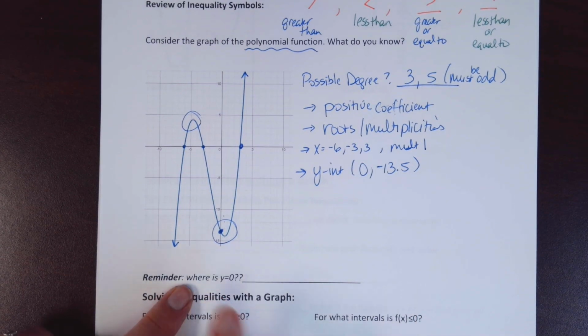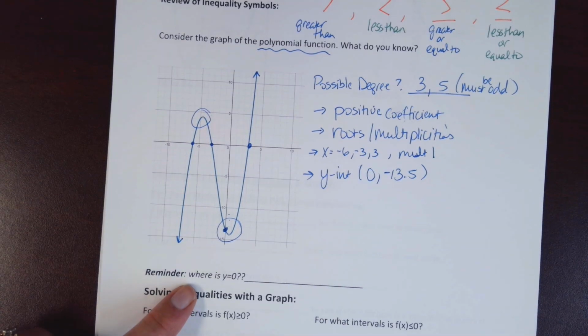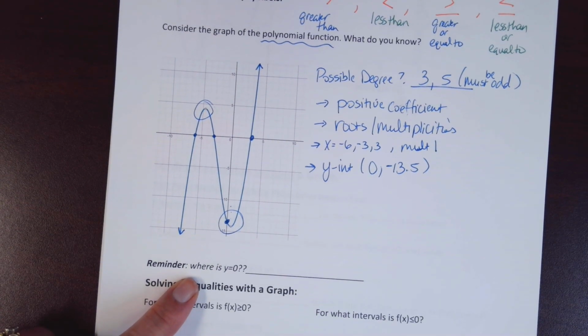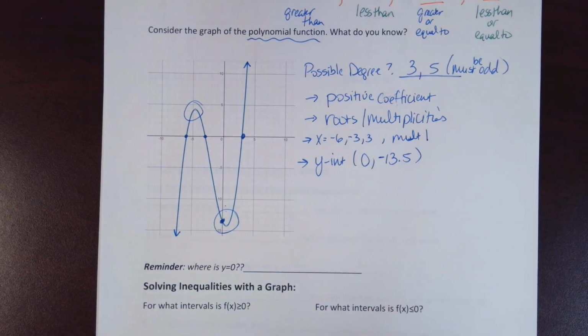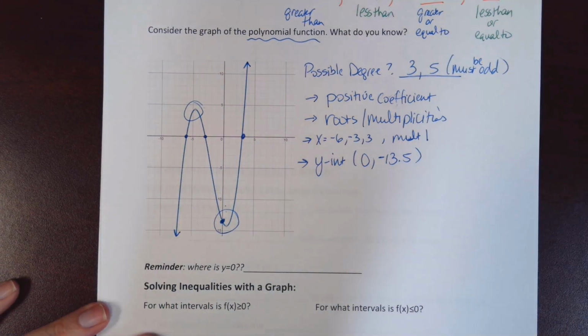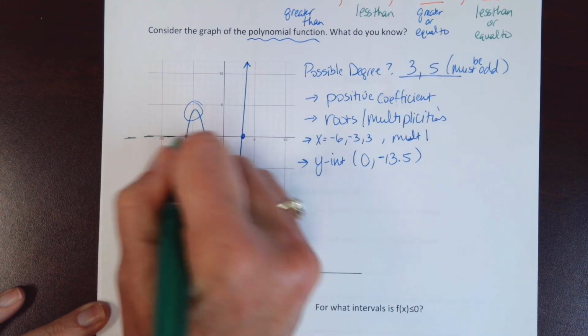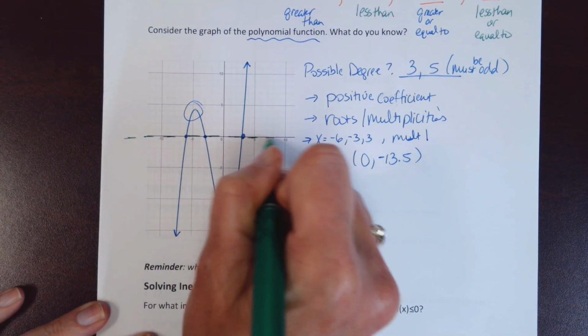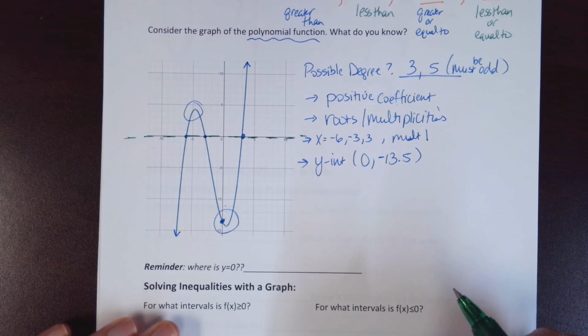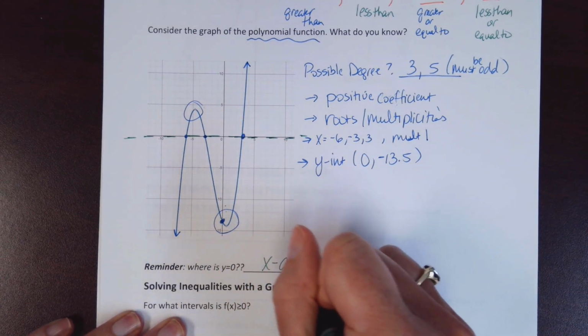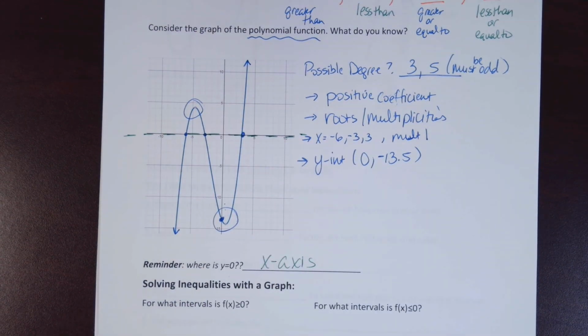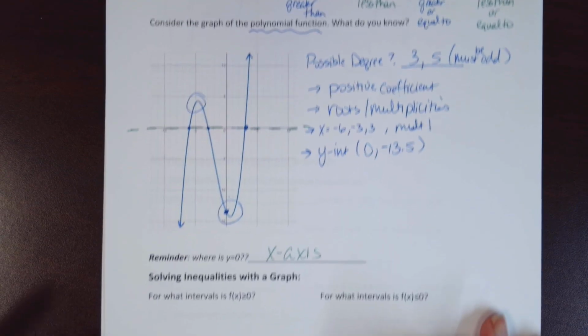Okay, now let's think about what we're going to be comparing our function to. Where is y equal to 0? Well, that's kind of a weird question. Y equals 0 is right here. This is the line y equals 0. Y equals 0 on the x-axis. Y equals 0 at the x-axis.